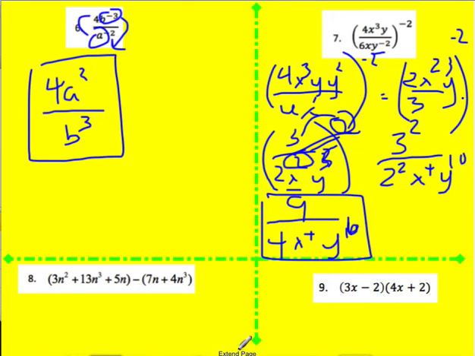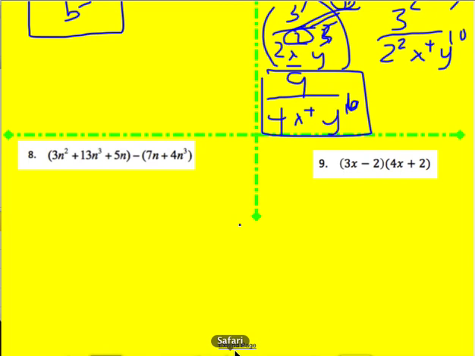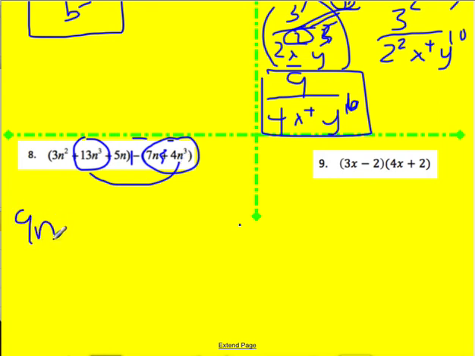All right, let's take a look at number 8. So for number 8, we need to distribute in this negative sign. Whenever you see the second half being subtracted, I always suggest you change the signs of everything so you don't forget that you're subtracting. And now we're going to combine like terms. When we write things in standard form, we want our largest exponent to come first. I see there's a 13n cubed that can be added with the negative 4n cubed. So 13n cubed minus 4n cubed is going to give me 9n cubed.